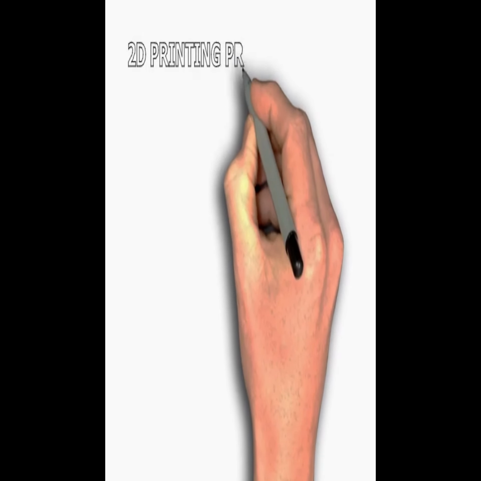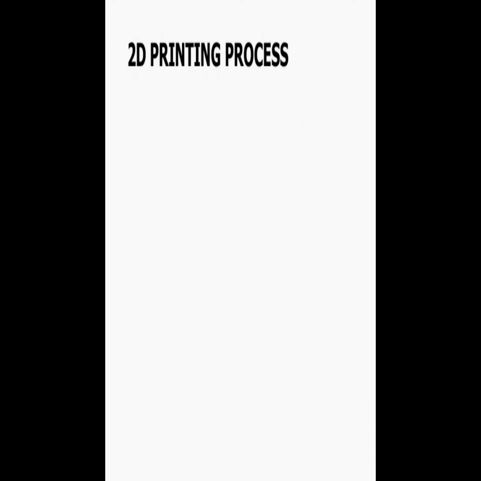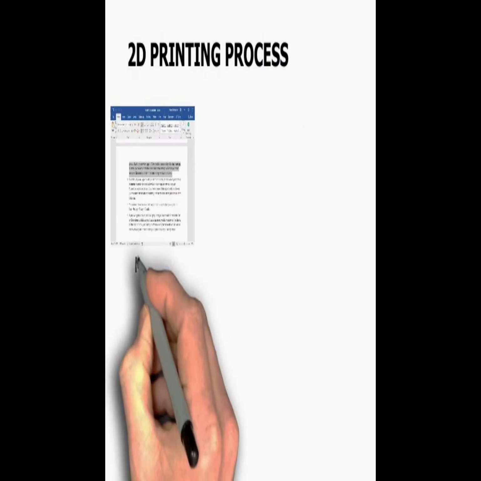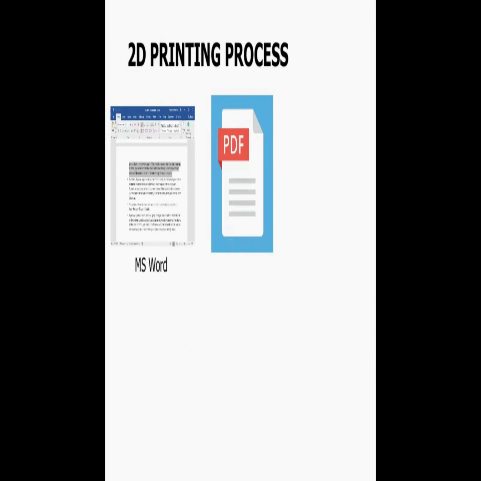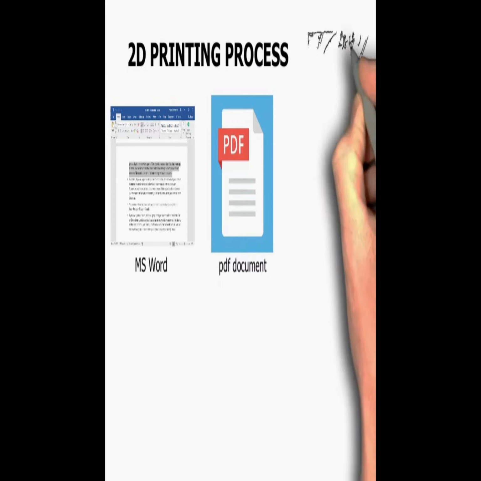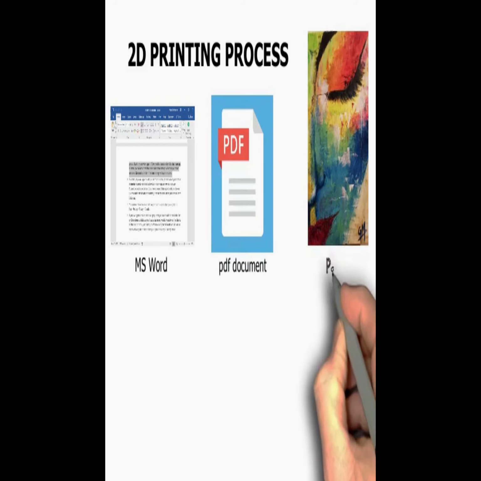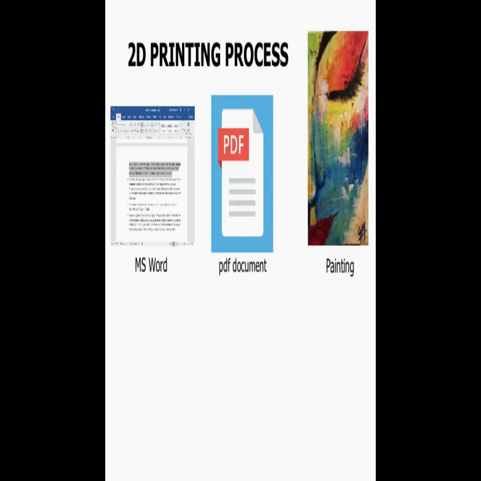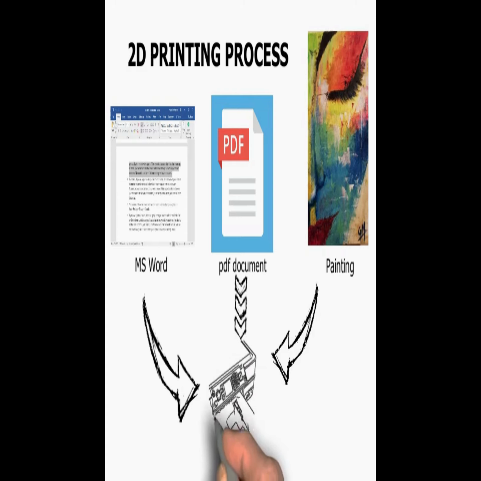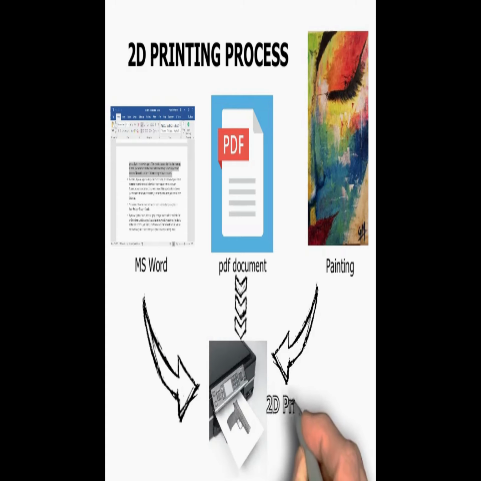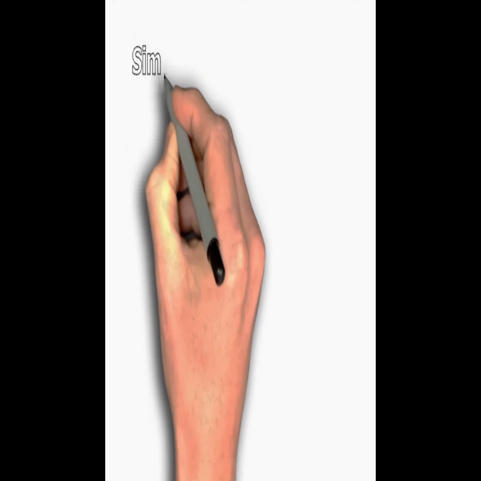So, how does the process of 2D printing go? We usually design a document in computer software such as MS Word, in PDF format, or in a painting. Then connect a 2D printer to a PC and give it a command to print the document. The printer takes a couple of seconds and prints the document in a 2D format. A similar process goes for 3D printing.